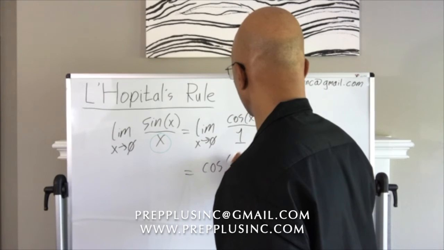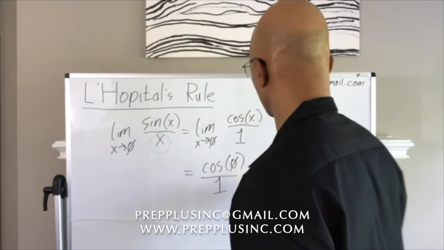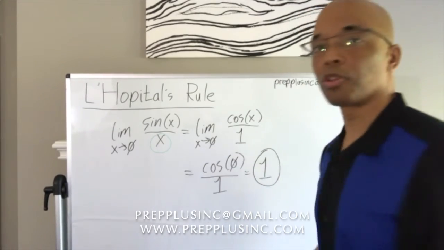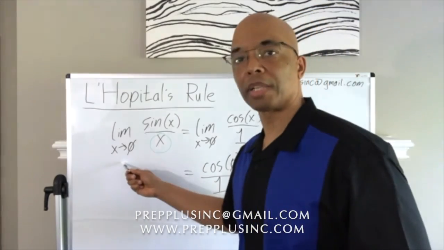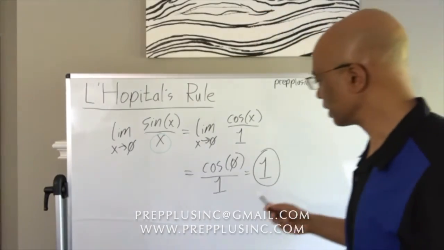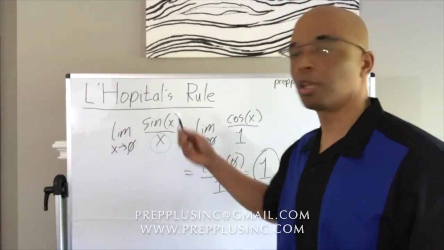Cosine of 0 is 1, and 1 divided by 1 is 1. So the answer to this problem is 1. The limit as x goes to 0 of sine x divided by x is 1. And to calculate this, we use L'Hopital's Rule.